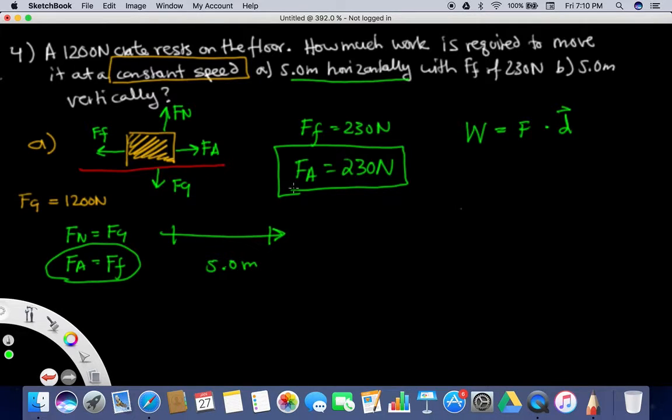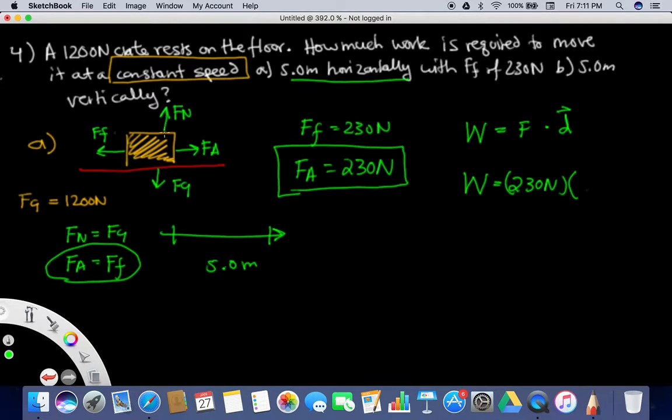All right, so we kind of already did solve for our work. We've solved for our force at least. Because we know our applied force is 230 newtons, we know that that is the force it takes to displace this crate 5 meters to the right. So we can write 230 newtons as our force, because that is the horizontal force that we use to move it 5 meters horizontally. Now we have to multiply this by our displacement.